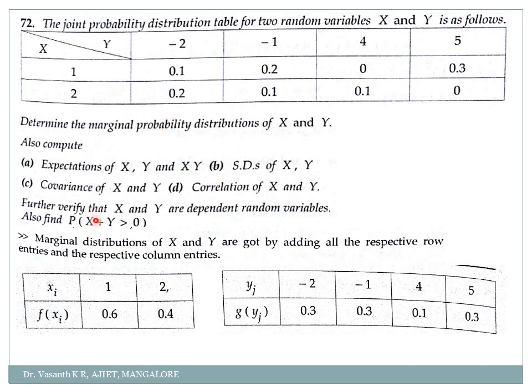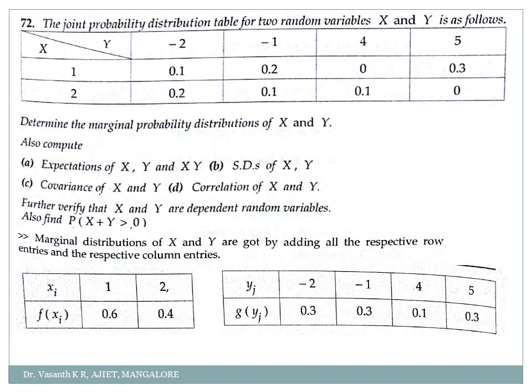But these two questions are extra here. What are those? Further, verify whether x and y are dependent random variables. So remember, I had said it's an important definition. We say that the two random variables x and y are independent if probability of x into probability of y is equal to probability of xy. I'll come to that, don't worry. First I'll go for the marginal probability distribution of x and y.